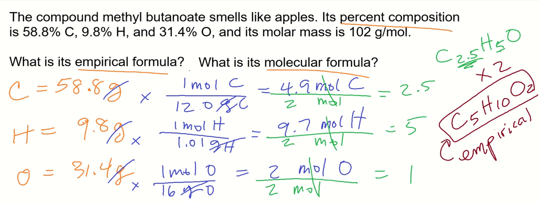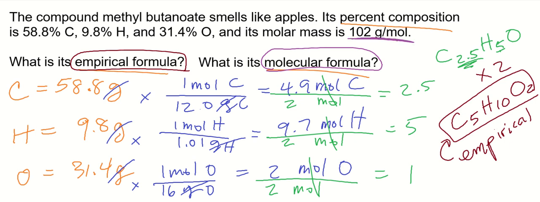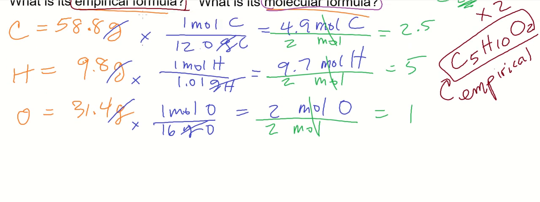Okay, so we've answered this. Now we need to calculate the molecular formula, and so we're just going to see how many times the mass of the empirical formula goes into this molar mass. I'm going to need a little more room. All right, molar mass is 102. That's the mass of this unknown compound.